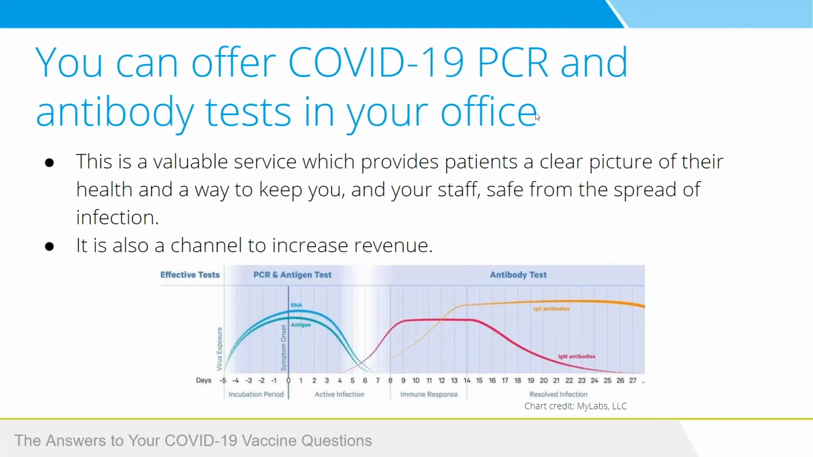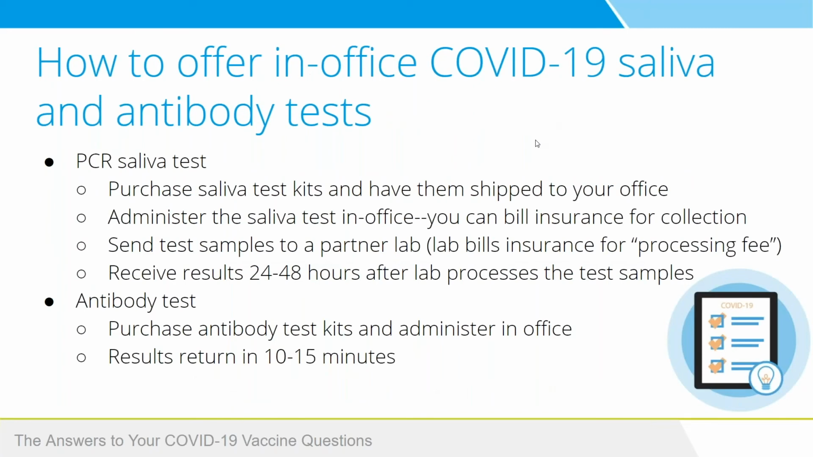Finally, offering testing services is a channel for you to increase and generate some additional revenue for your practice. Next slide, Lori. The process for ordering and administering the saliva PCR and antibody test is shown below on this slide, and more information can be provided to people who are interested in learning more. The primary difference between these two tests is that antibody tests can be processed and return results in the office within about 10 minutes.